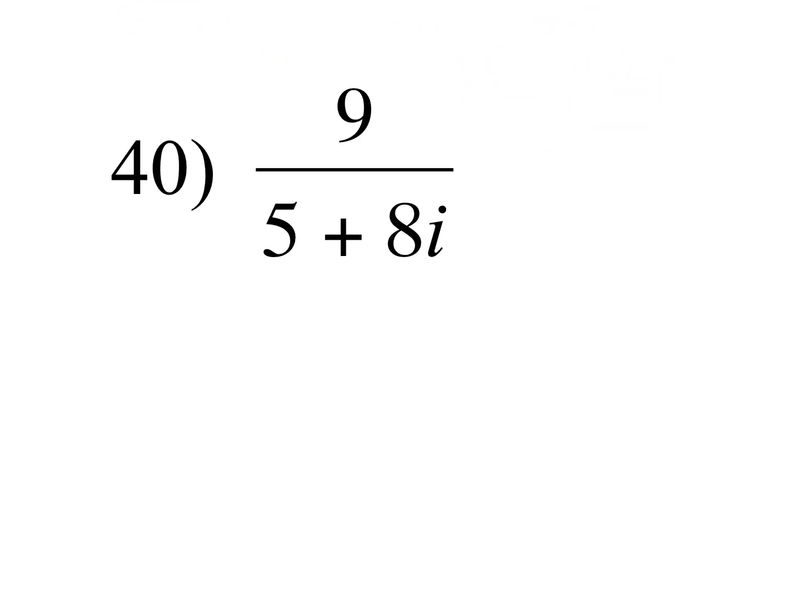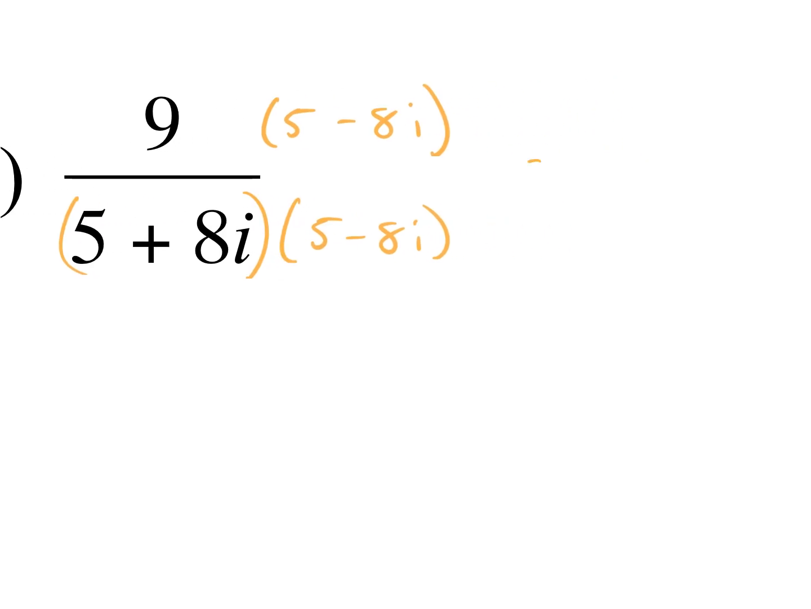So for 40, what's the conjugate of our denominator? Perfect. 5 minus 8i. So whatever we multiply to the bottom, we also have to multiply to the top. So up top, we just distribute. We get 45 minus 72i.